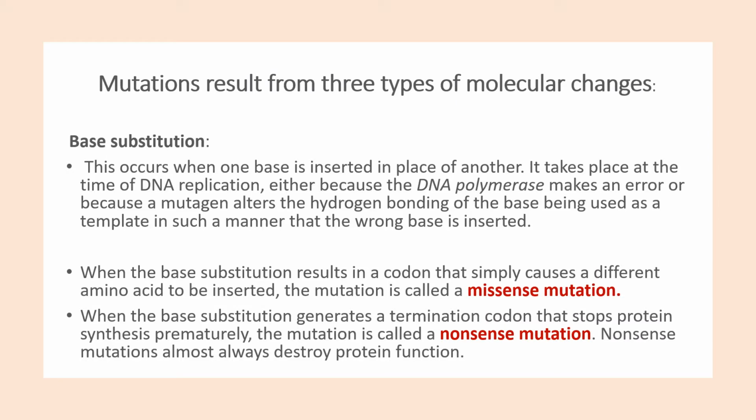Mutations result from three types of molecular changes. First is base substitution, that occurs when one base is inserted in place of another base. It takes place at the time of DNA replication, either because the DNA polymerase enzyme makes an error or because a mutagen alters the hydrogen bonding of the base being used as a template in such a manner that the wrong base is inserted.